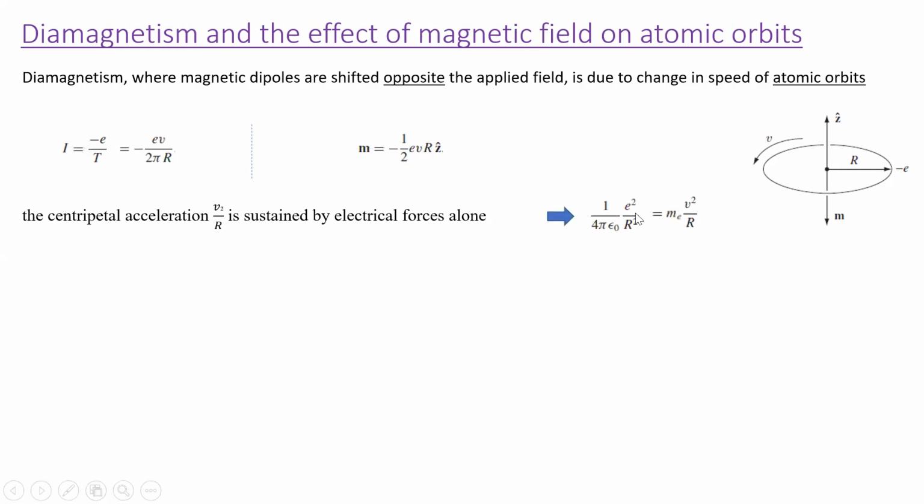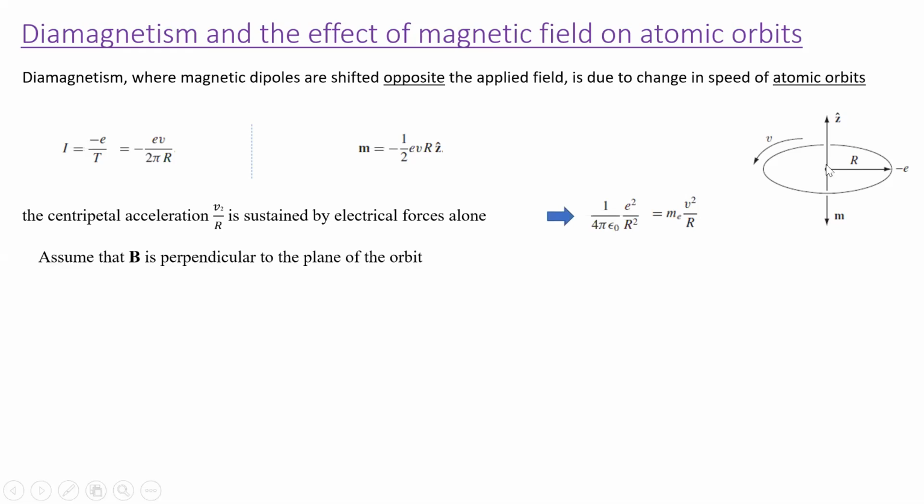Classically, we would say that we use Newton's law, F equals ma, and we're going to treat this classically, just as an approximation. The attractive force is the Coulomb force, which is 1 over 4 pi epsilon naught times e squared over R squared. That's equal to m_e, the mass of the electron, times v squared over R.